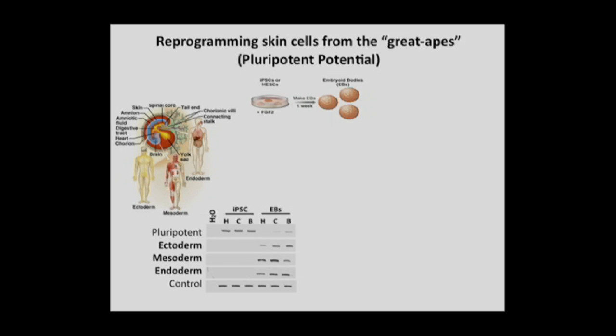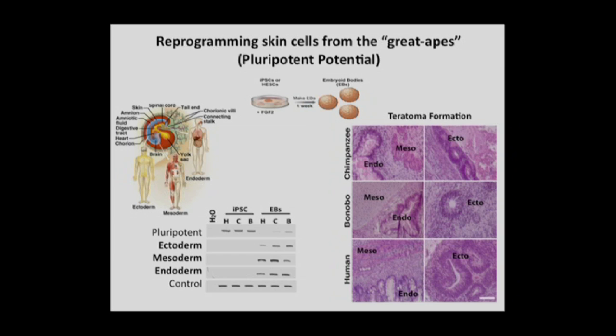So we can confirm the presence of these markers for the three germ layers by PCR, and we have here the three species in the induced pluripotent state, as well as in the embryoid body state. And the pluripotent markers are all highly expressed here, but they are down-regulated as soon as the cells start to differentiate. And you can see markers for the ecto-, meso-, and endoderm being up-regulated during this embryoid body formation.